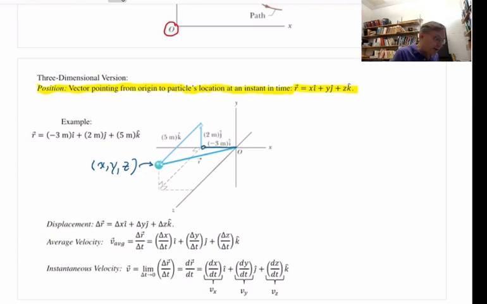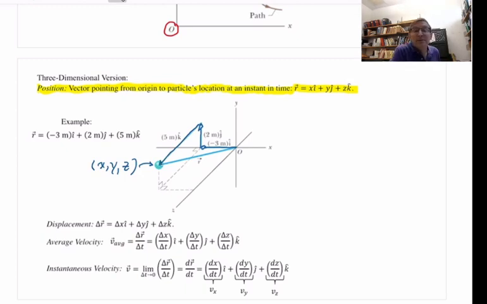Now just pick up from there and go 2 meters parallel to Y. 2 meters J hat. That's that arrow right there. And then, going from there, go 5 meters parallel to Z. 5 meters K hat. That's it right there.